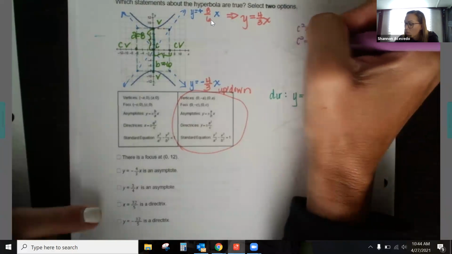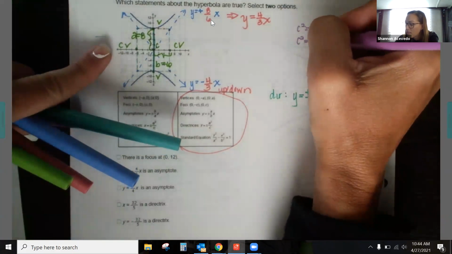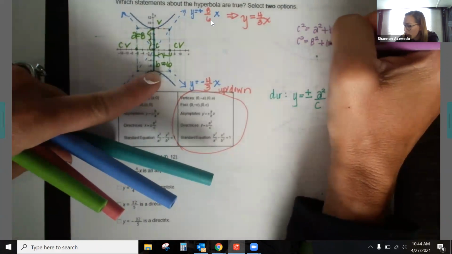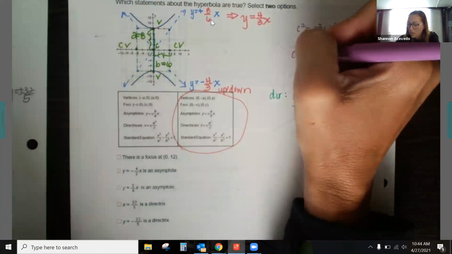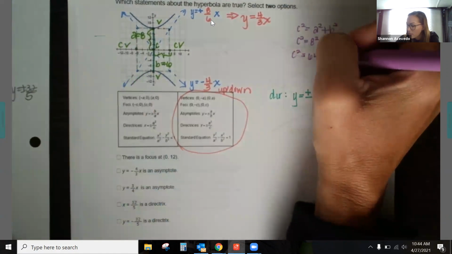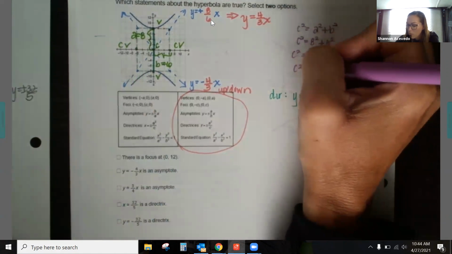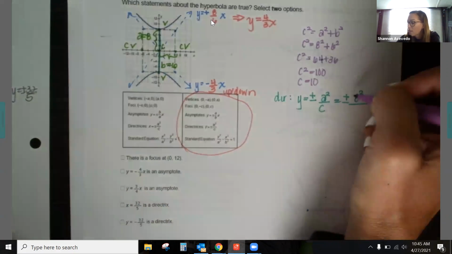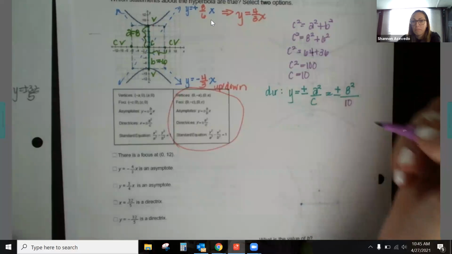And c squared is equal to, my a squared is 8 squared plus my b, we said was 6, so 6 squared. c squared equals 64 plus 36. Ooh, this is a nice pretty one. It's going to be 100. Then c is going to equal 10. So this is just a value of 10.